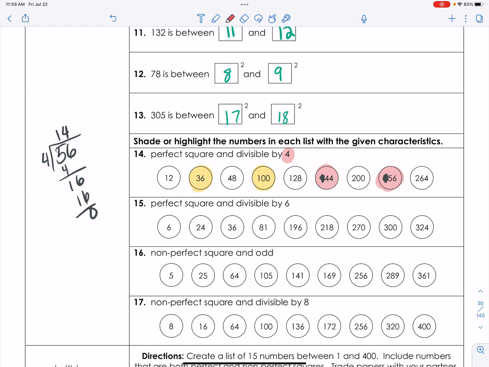Okay, so the next one is a perfect square and divisible by 6. So 6 is not, 24 is not, but 36 is a perfect square and it's divisible by 6. 81 is a perfect square. Remember, your rule for being divisible by 6 is it has to be divisible by 2 and 3. 81 is not divisible by 2 because it's not even. Okay, so I'm not going to shade 81.